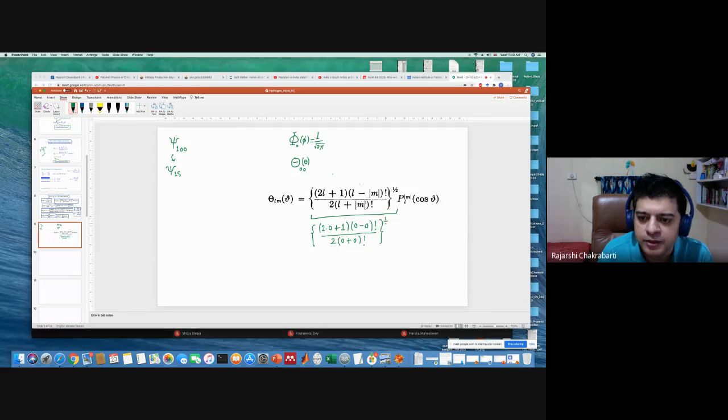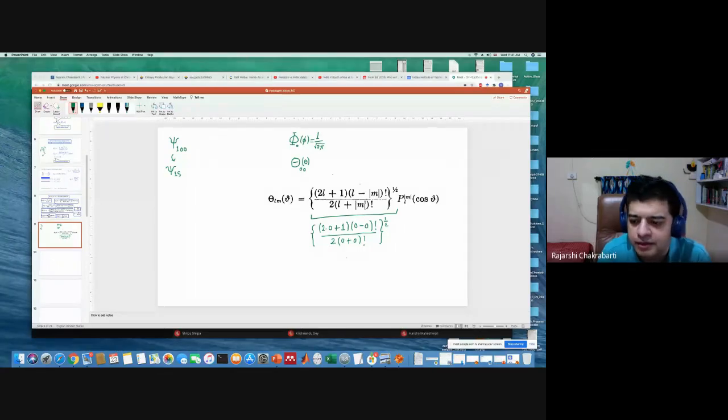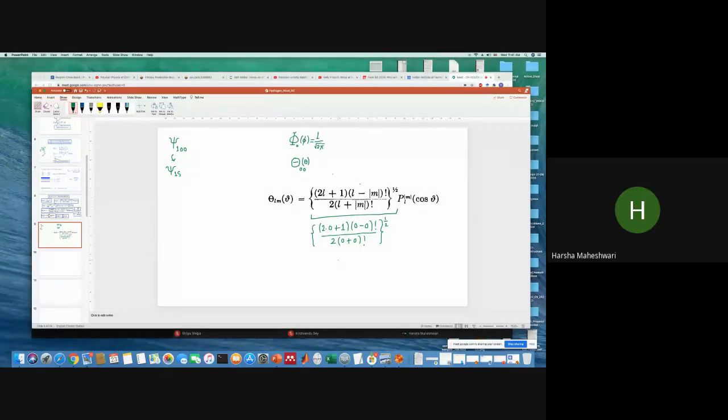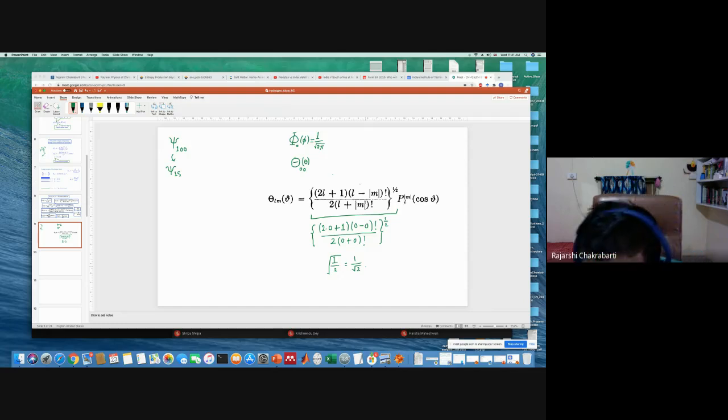Let us calculate the normalization constant. What is the answer? 2 plus 1 is 0 math. 1 by root 2. Tell me, what is the answer? Yes. Then why did you say 1? Because this is 1 divided by 2, isn't it? And then the square root of this, which is 1 by root 2. This is how it is. All of you are convinced?